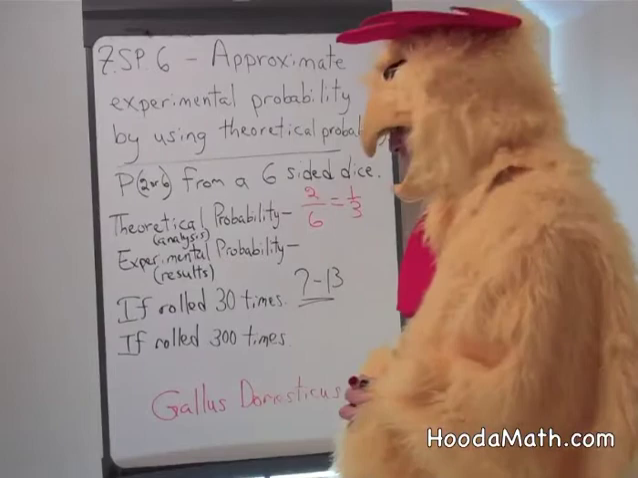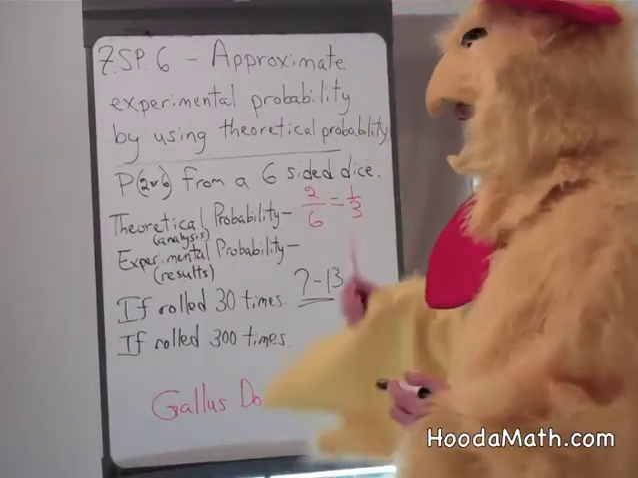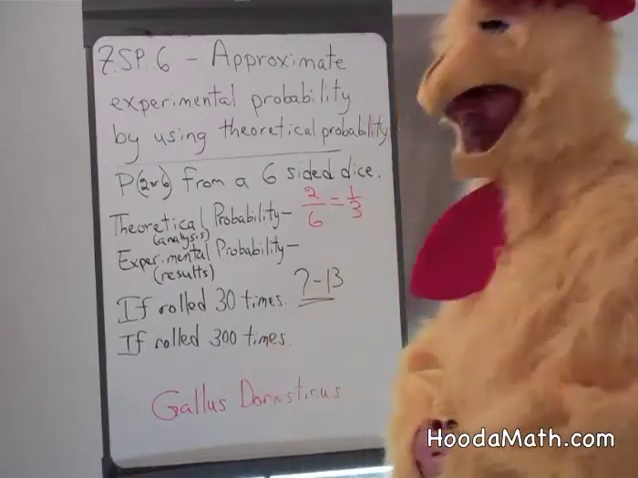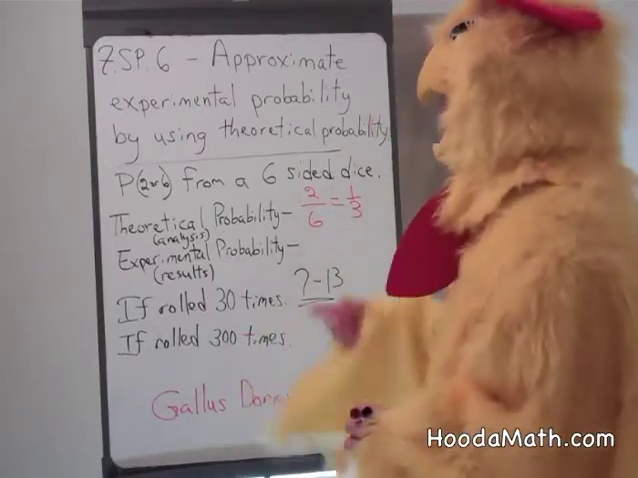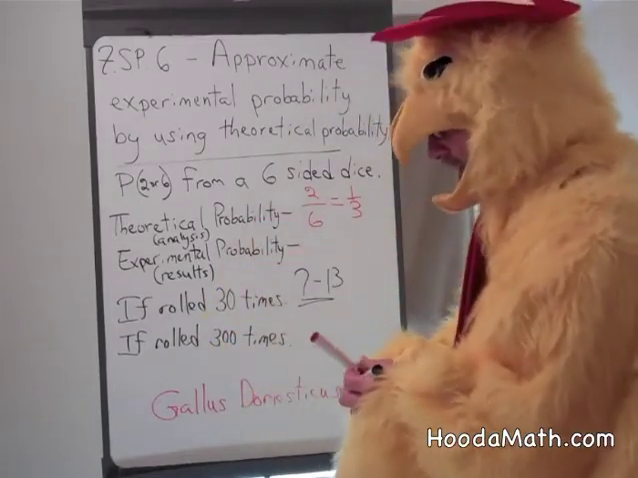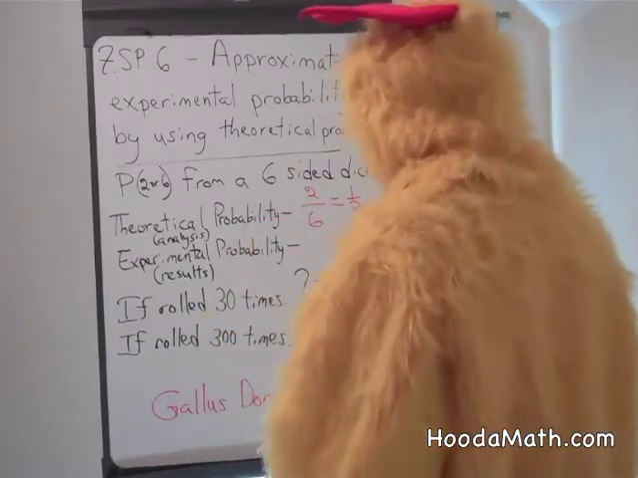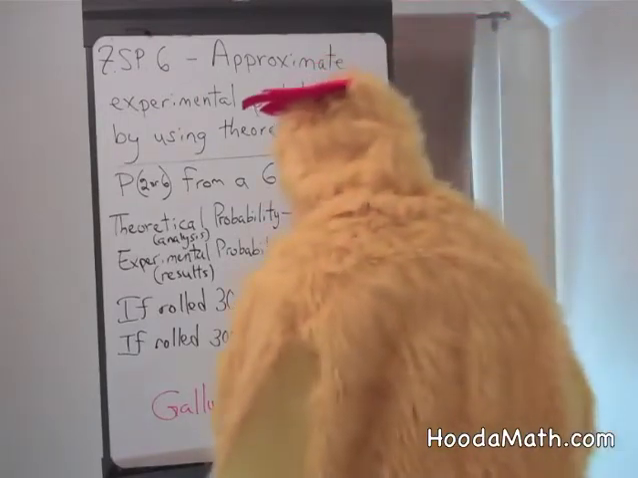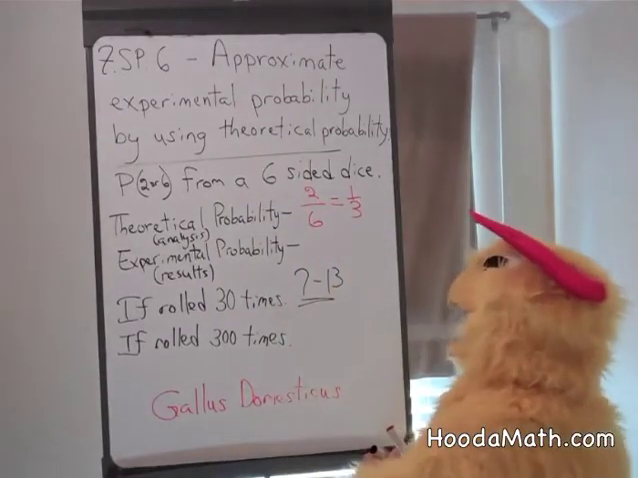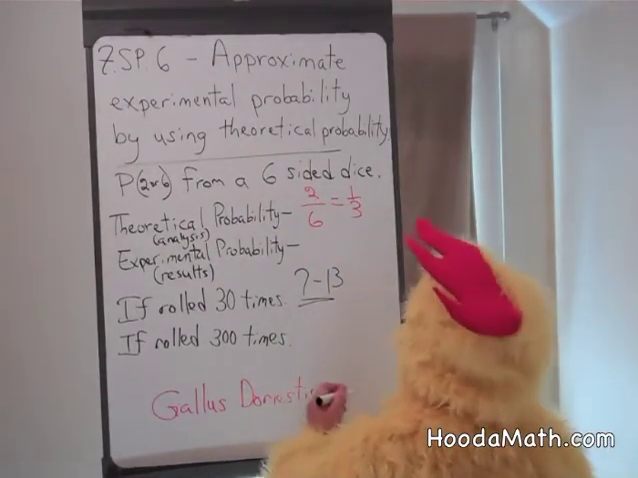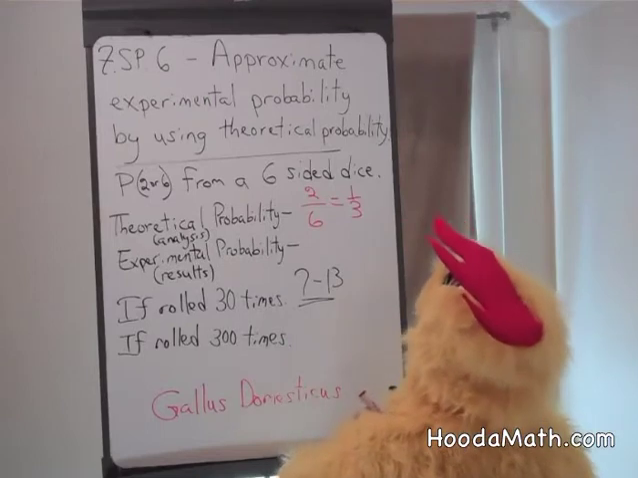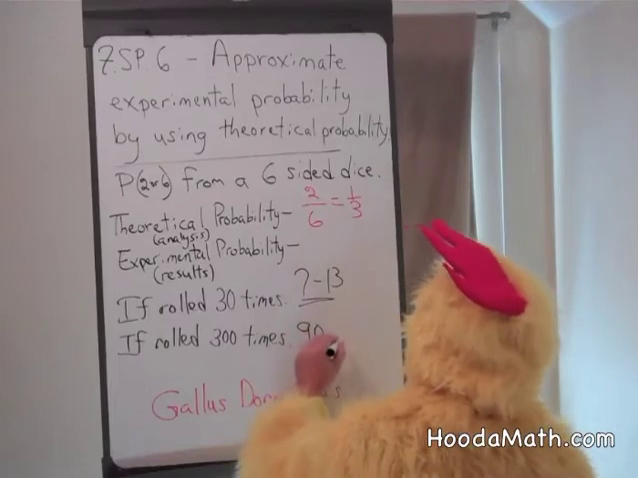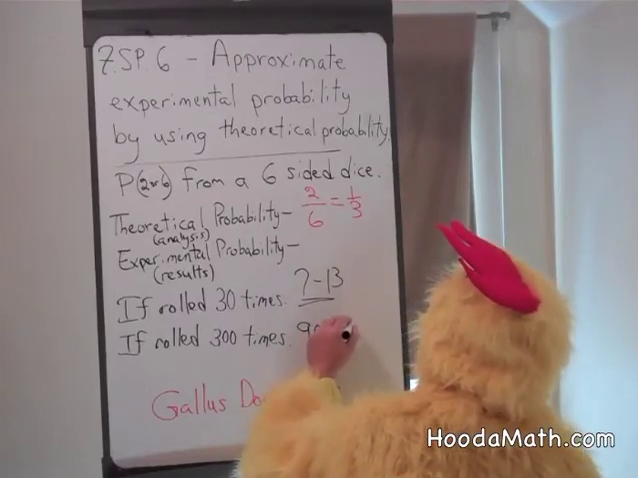If we rolled it 300 times, you get closer to the theoretical probability. What would be 1/3 of 300? That's 100. That would be our theoretical probability. It's likely that we would only be off maybe 10% of the time. No more than that. So instead of 100, our range would be probably from 90 to 110.